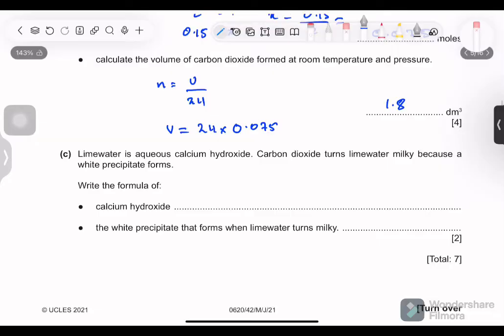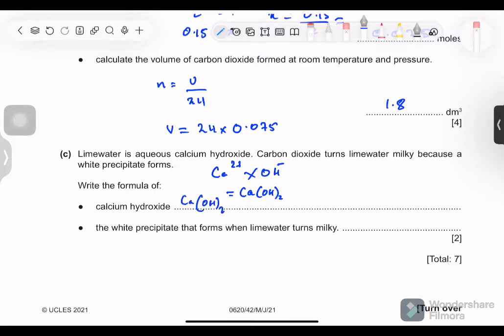Lime water is aqueous calcium hydroxide. Carbon dioxide turns lime water milky because a white precipitate forms. So calcium hydroxide, the formula, okay. Calcium has a charge of 2 plus, hydroxide has a charge of minus, cross multiply, this will be Ca(OH)2. So this is the formula.